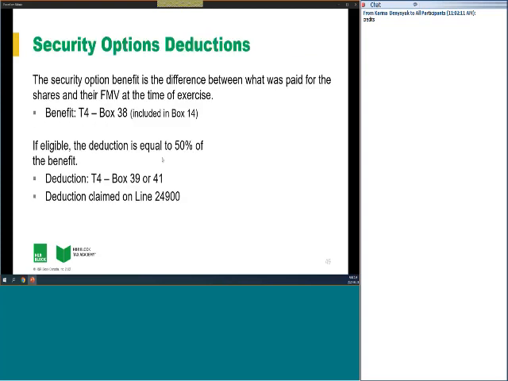All right, and the other one we're going to look at today is the security options deductions. So security options is really a fancy way of saying that sometimes an employer will give their employees the opportunity to buy some shares in the company that they work for, to buy some stocks in that company. And even better, they don't have to buy it at the current market rate.